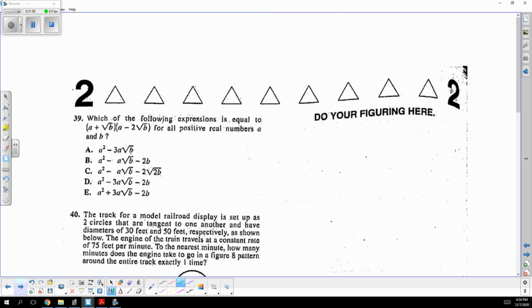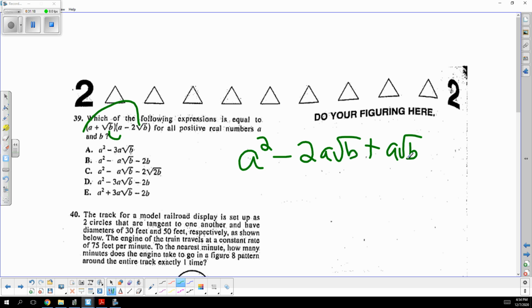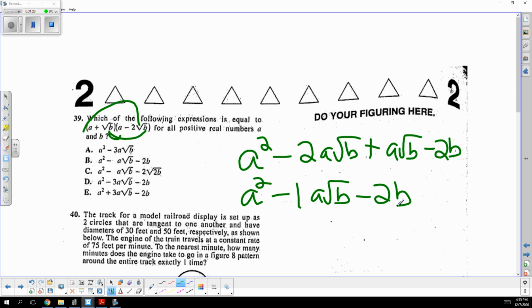FOIL. A times A is A squared. A times negative 2 root B would be negative 2A root B, plus A root B, minus 2B. So that's A squared minus 1. And that looks like this one. 39 looks like B to me.